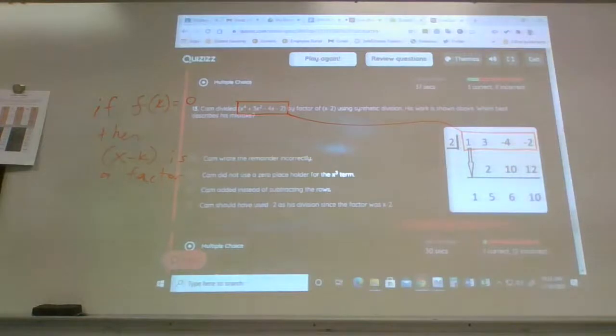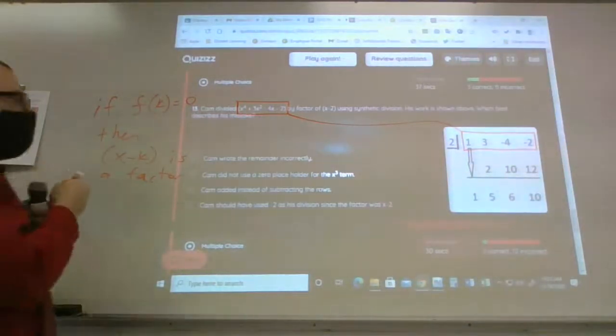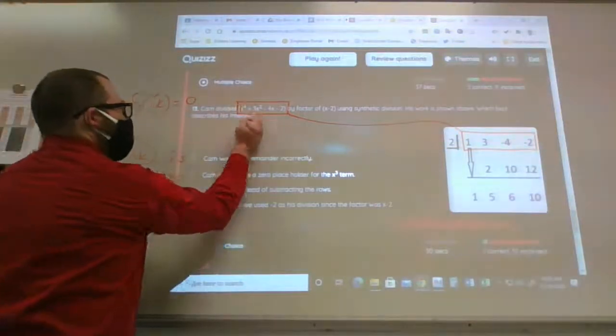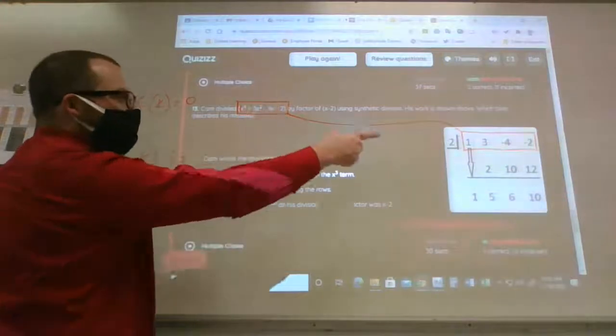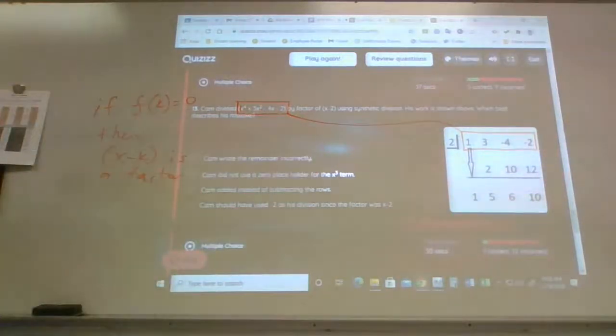Looks like, how many got this right? 3 people got this right. What was the mistake? The equation that goes on the inside of the bar looks like x to the 4th plus 3x squared minus 4x minus 2. It looks like, yeah, there's a 1 right there. 1, 3, -4, -2. But there's a mistake. What's the mistake?